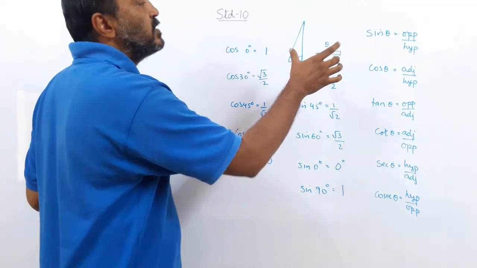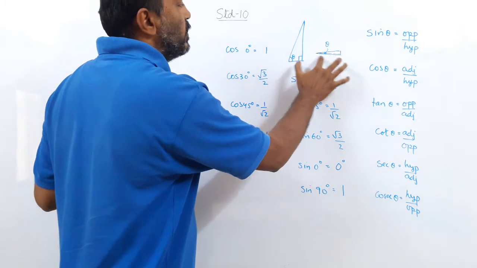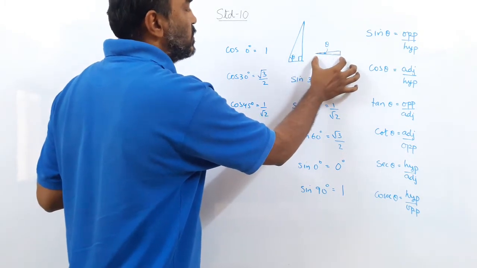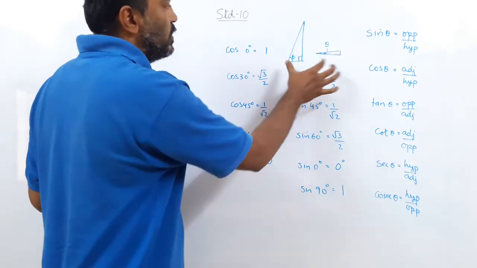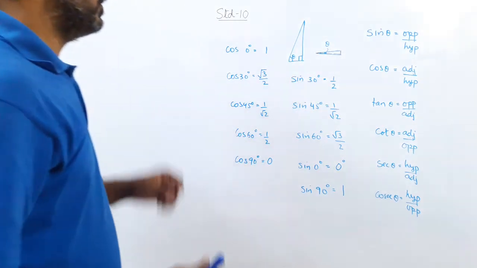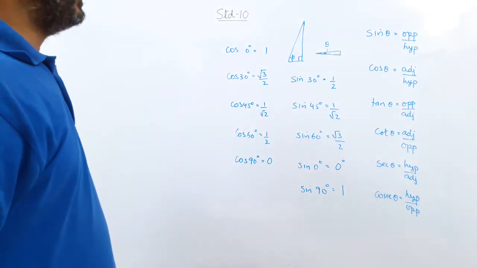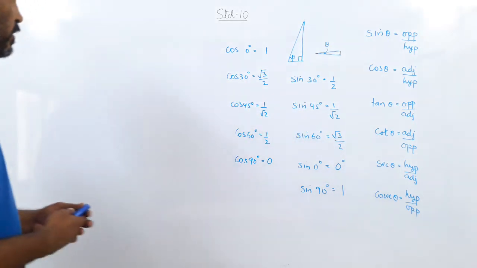But the maximum it can reach is the hypotenuse. So cos 0 has the maximum value 1. When the angle is 0, the adjacent is biggest. And as you increase the angle, the adjacent side keeps on decreasing, finally reaching 0. So these are the theoretical values, and now we will have to make the table called the trigonometric table.